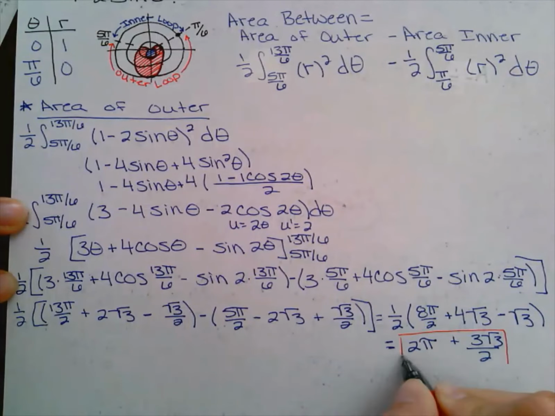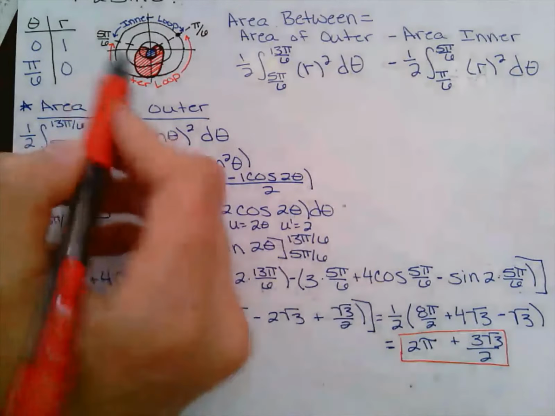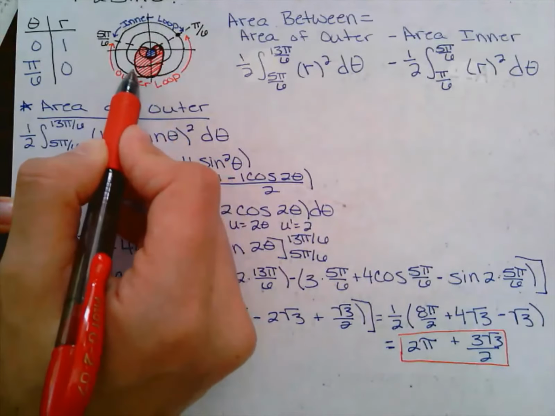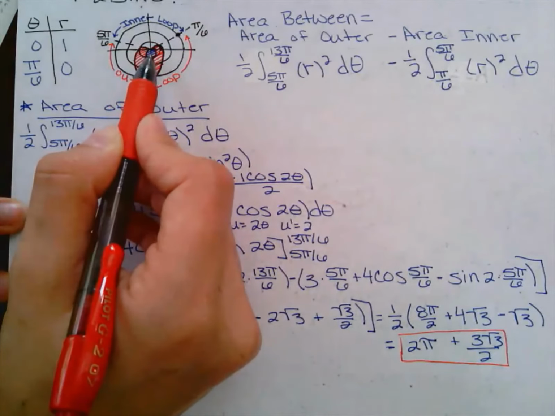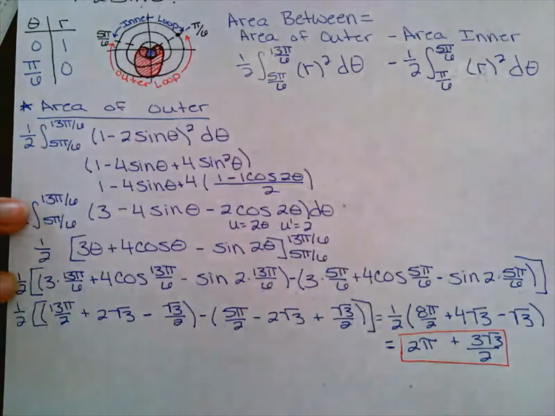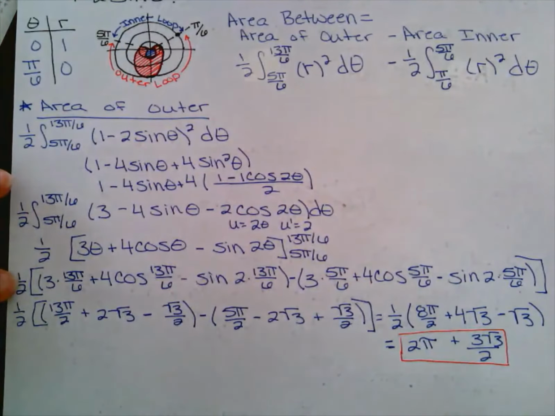So when I find this value, this is everything inside of the outer loop, including that middle loop, which is why I'm going to have to find that middle loop and subtract it. I'm going to go ahead and set that one up for you now.